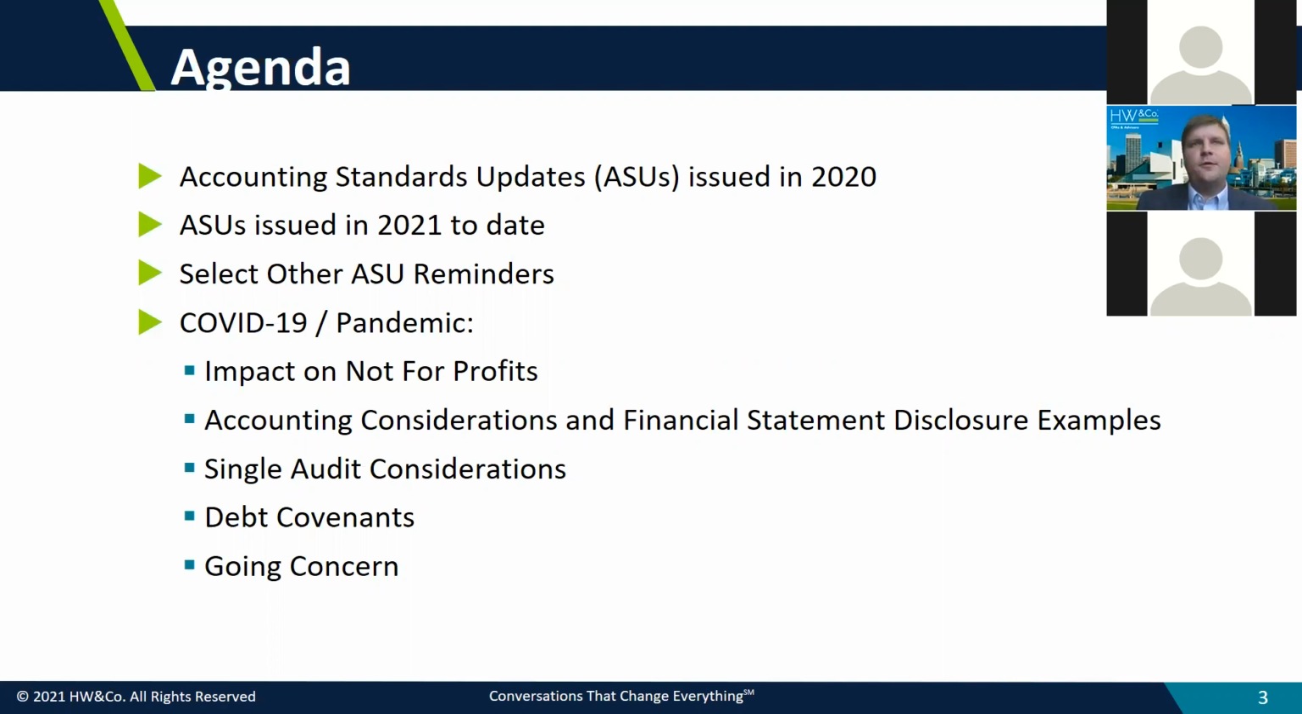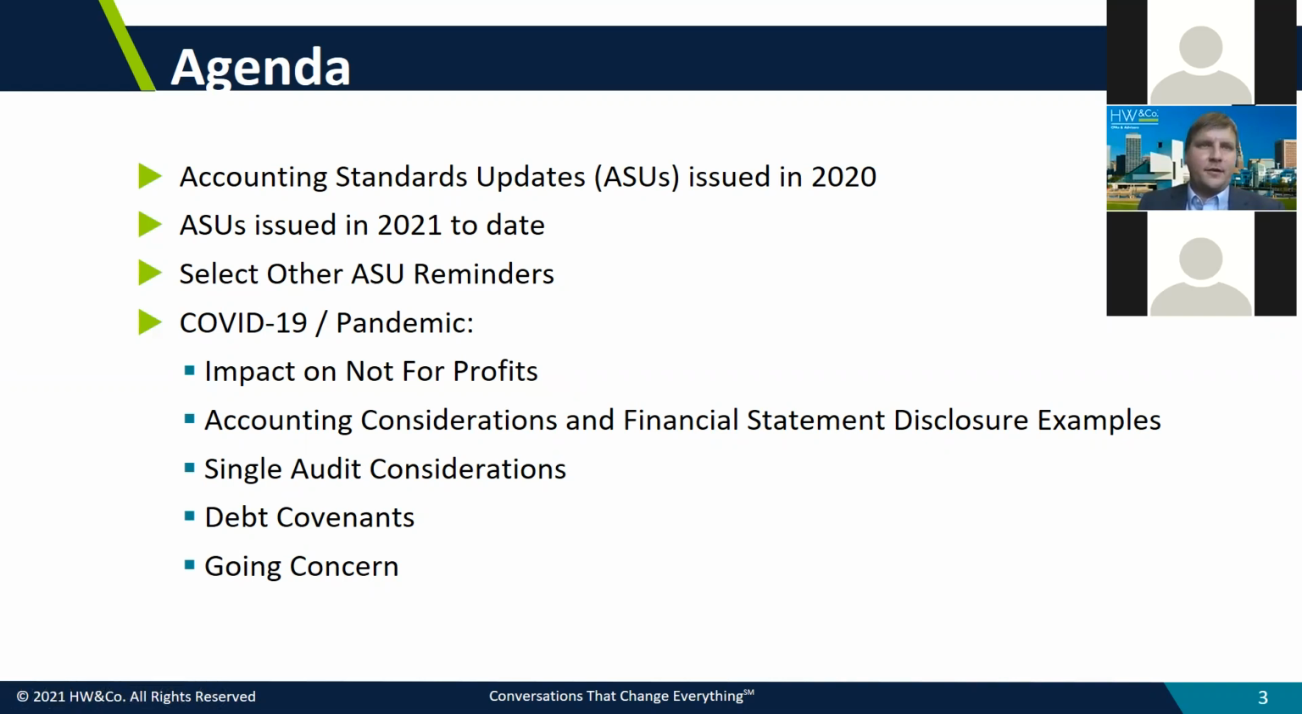We'll go through all the ones that came out in 2020 and the ones that have come out in 2021 to date. And then I'll go through a couple other select ASUs, accounting standard updates, because oftentimes an accounting standard will come out and it'll take 3, 4, 5 years before you actually implement it. So there are still some trailing ones out there that came out prior to 2020, and I just want to give you a reminder that those are still kicking around out there, and to keep them on your radar. And then we'll conclude by going through a little bit of the pandemic.